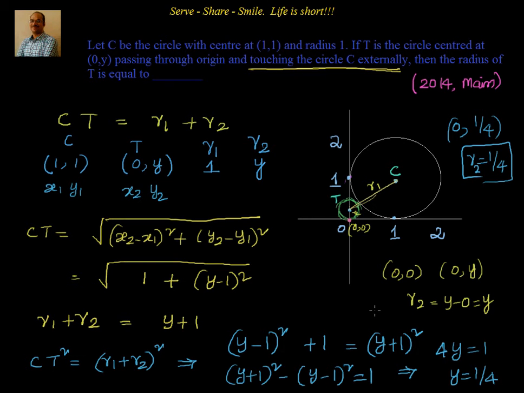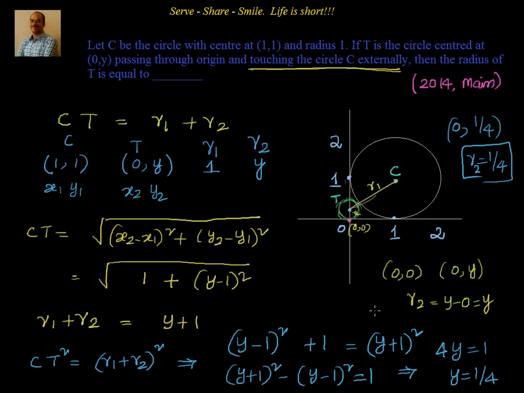Let's summarize this problem. We have been given two circles. A circle C with center at (1, 1) and radius 1. There is another circle T which is externally touching this particular circle C, and also its center is at (0, y). It is also passing through the origin (0, 0). So we have to find out the radius of the second circle. The logic or the approach is, the condition we are applying is that the distance between the centers of two circles, if they are touching externally, should be equal to the sum of their radii. That means CT is equal to R1 plus R2.